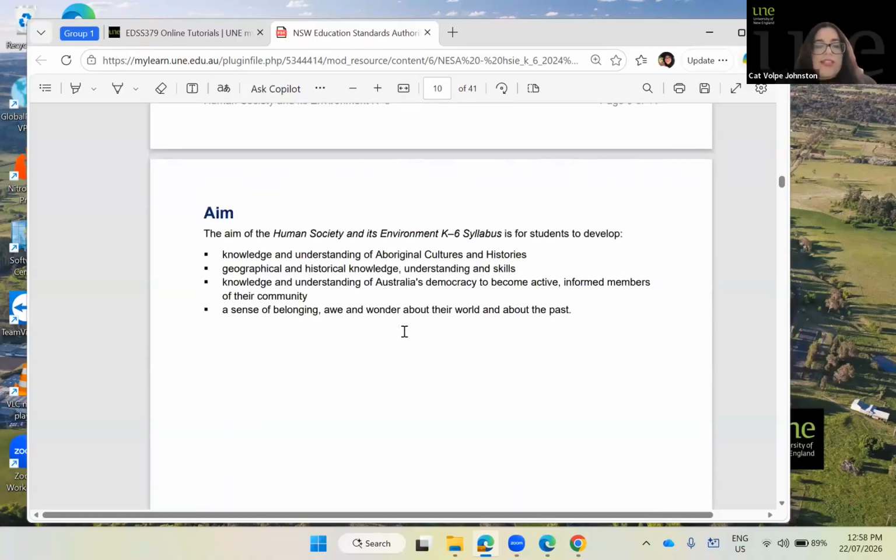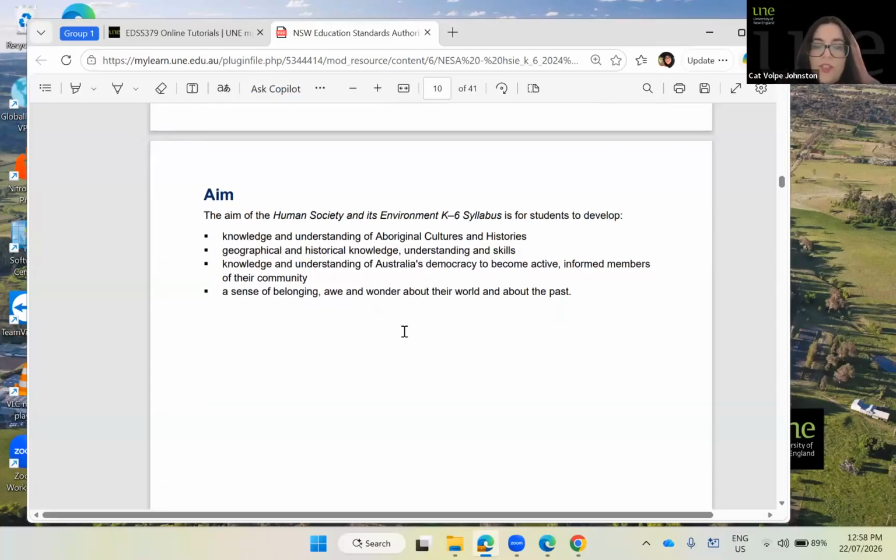So here we go, looking at the aim. So the aim of this syllabus is for students to develop what? Four main things. Knowledge and understanding of Aboriginal cultures and histories. There it is, first and up front. So it's very important and very apparent throughout the syllabus. Very important too, geographical and historical knowledge, understanding, and skills. So that's what we're teaching in HSIE, knowledge and understanding, and skills.